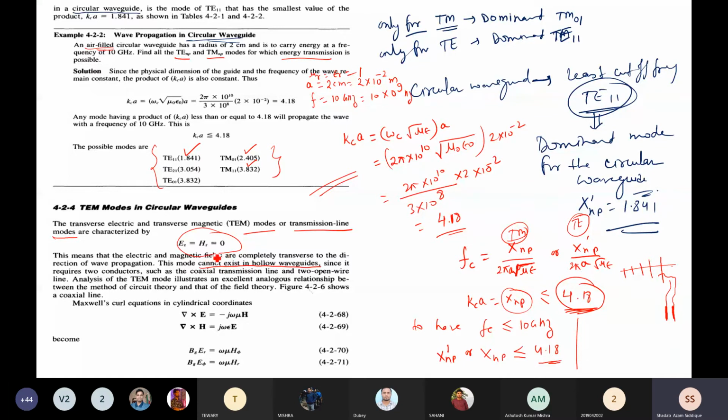So Ez equal to 0 and Hz equal to 0. Sorry, this mode does not exist in a hollow waveguide. This is only existing in concentric type waveguides.